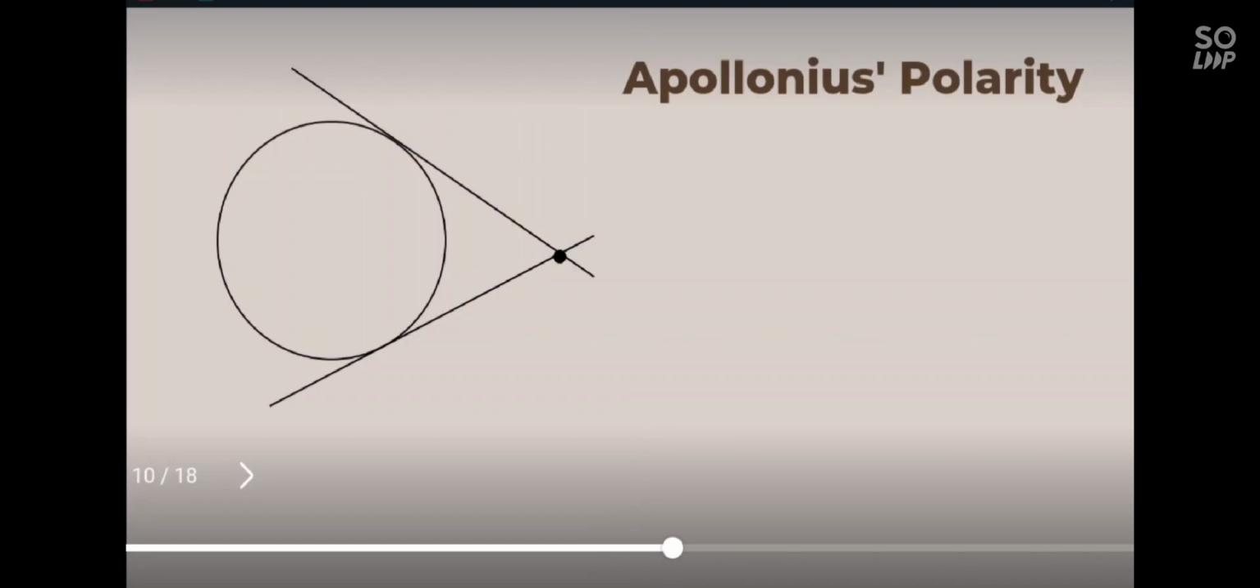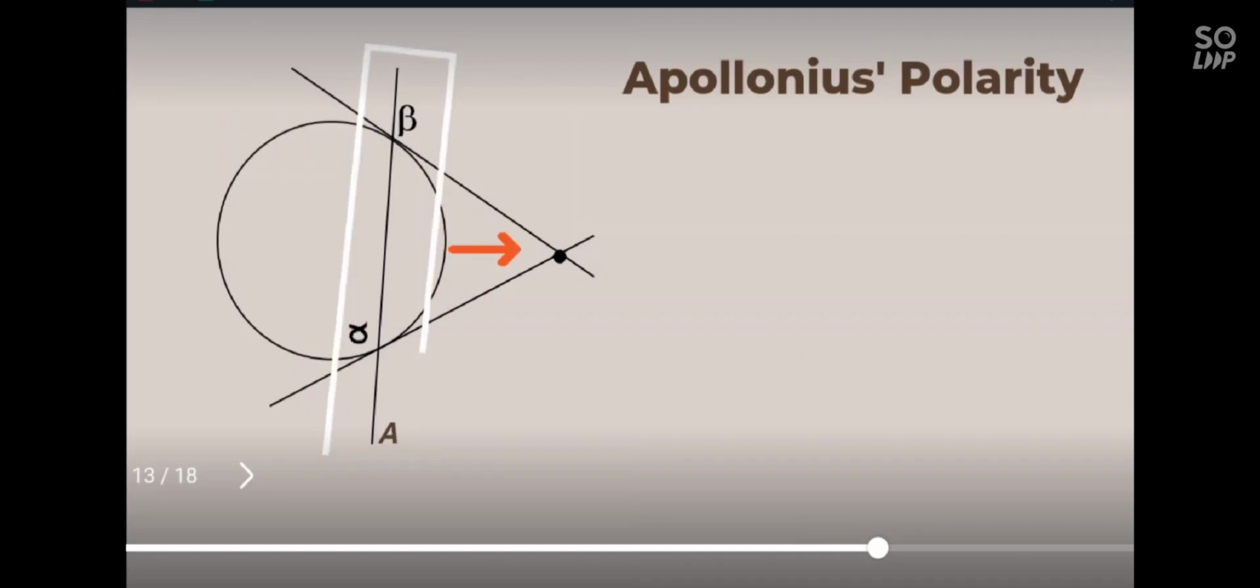They touch the circle at two new points which we can call beta and gamma, and those two points, beta and gamma, determine a line. This line, capital A, depends on this point, little a. So if we move point a closer to the circle, then the line capital A moves closer also. If we move point little a farther away, then the line capital A moves closer to the diameter of the circle.